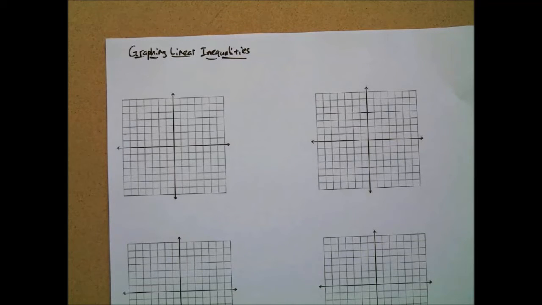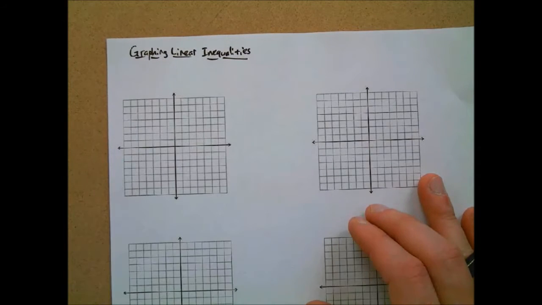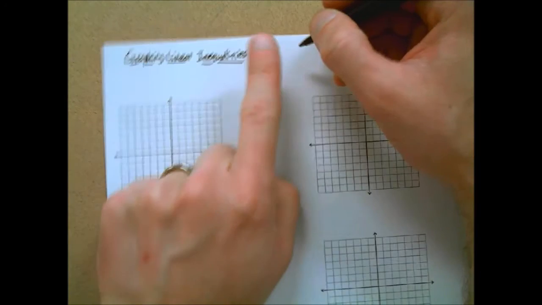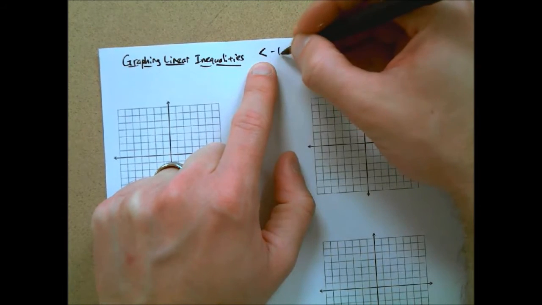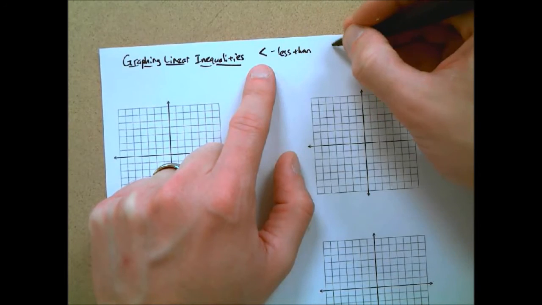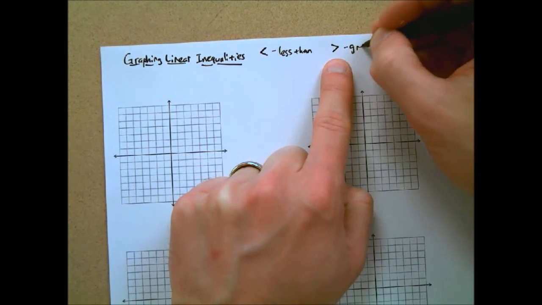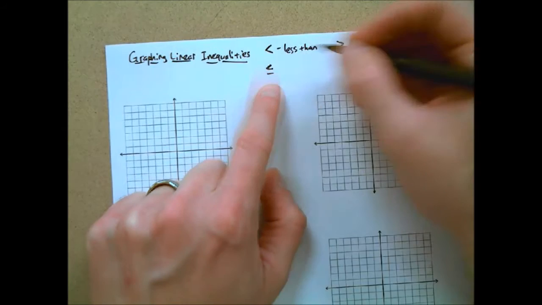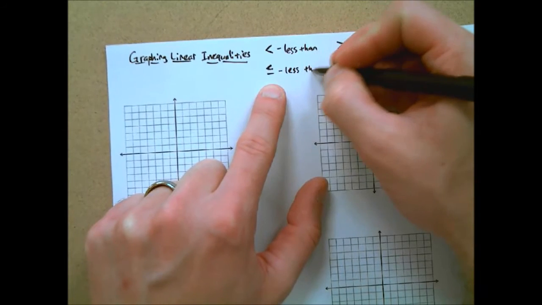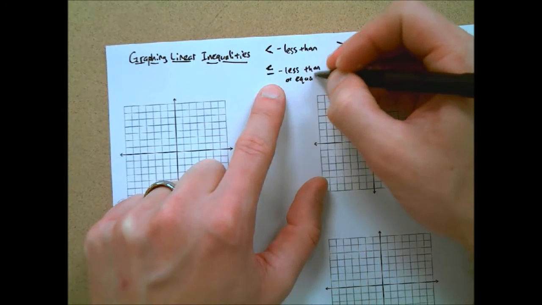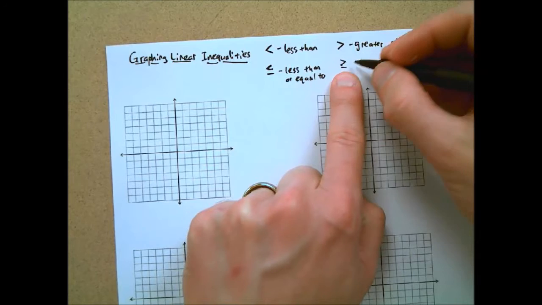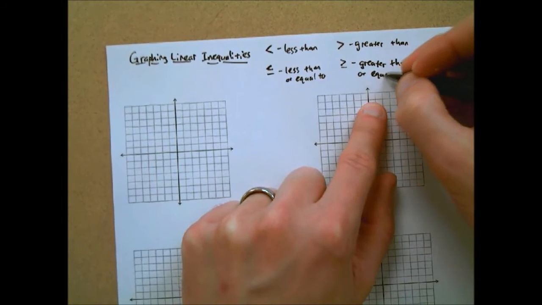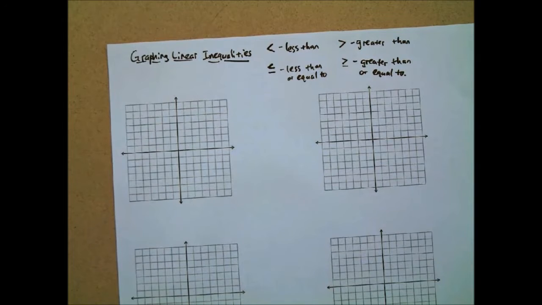Before we talk about actually graphing, I just want to review the names for our inequality symbols. If you see this symbol, what does that mean? Less than. And that means this one is what? Greater than. If you see this one, what does it mean? Less than or equal to. And this one, greater than or equal to.